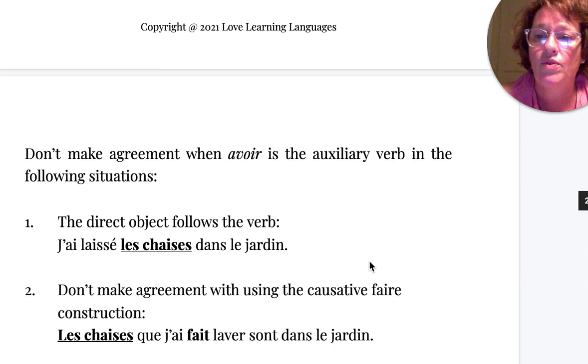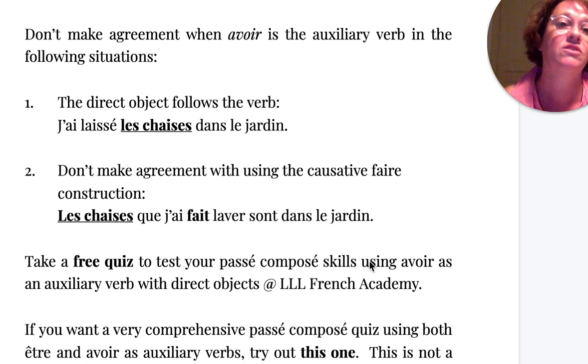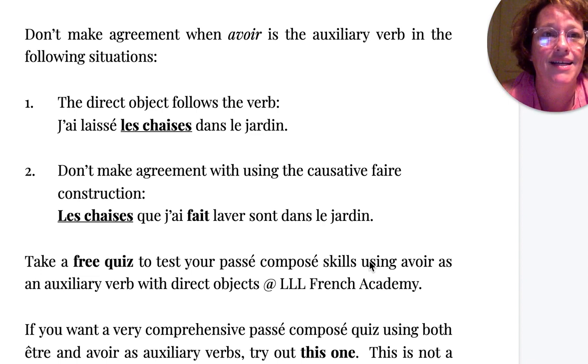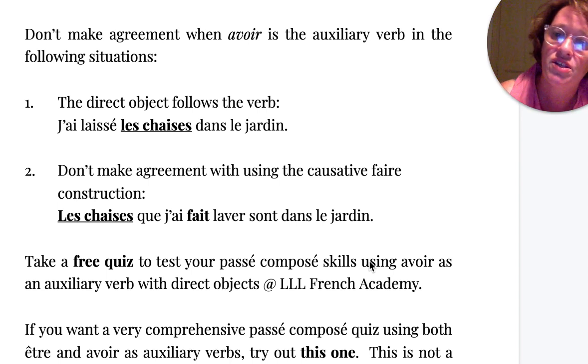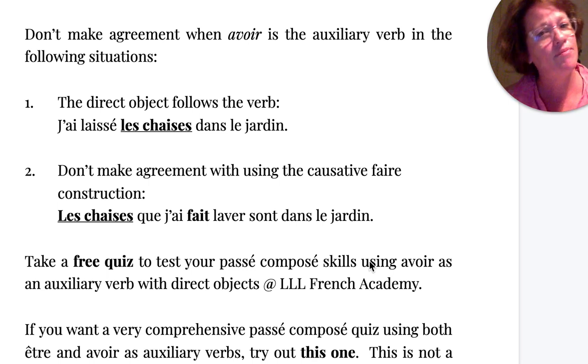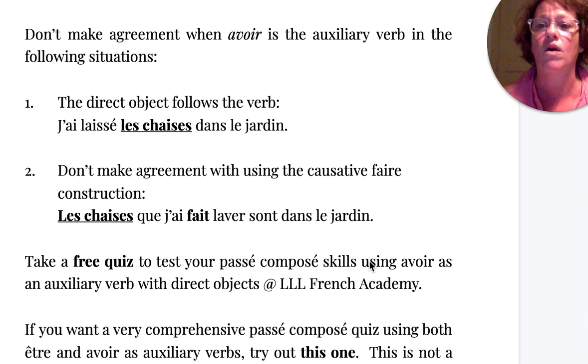All right, so now that's when you make agreement when you're dealing with direct object pronouns or direct objects in the passé composé. But let's remember when you don't make agreement. It goes back to what you've learned before. This number one does anyway. If the direct object follows the verb, you have no agreement to make. J'ai laissé les chaises dans le jardin. Voilà, okay, what did I leave? The chairs. But the chairs in this case, les chaises, that's not preceding laisser. So we're going to leave it alone and we don't make any agreement. Does that make sense? I mean, that goes back to what you learned before, right? About using avoir as a helping verb.